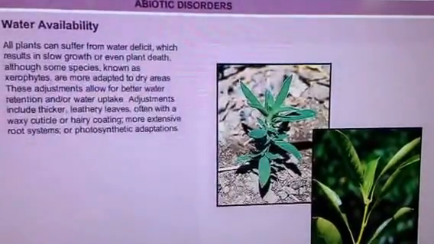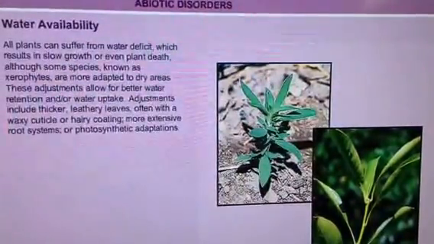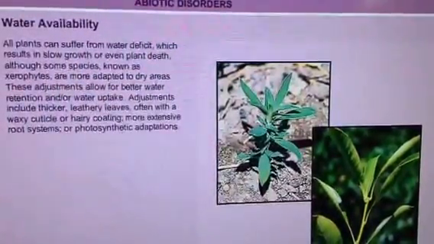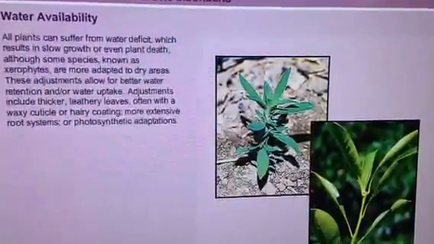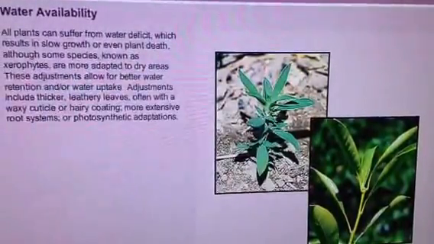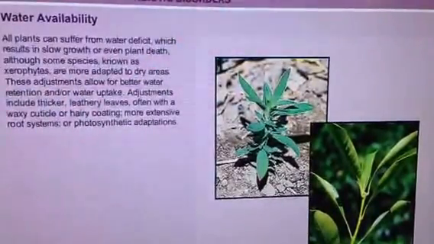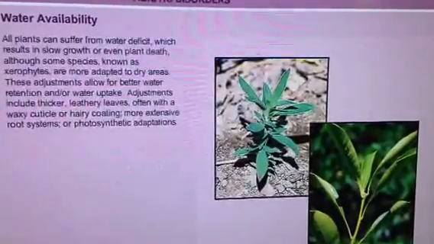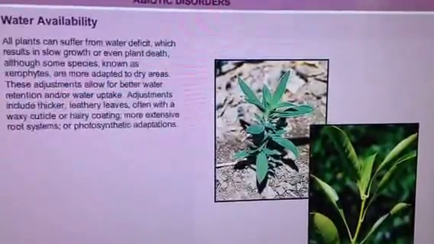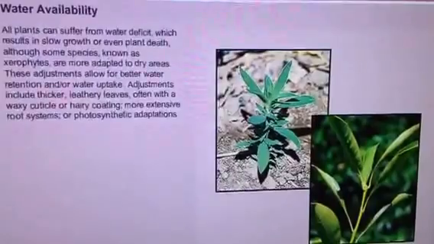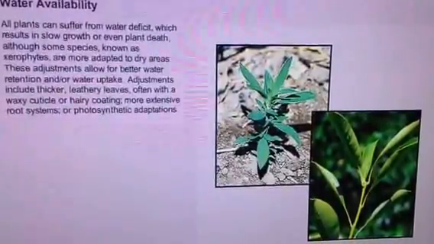All plants can suffer from water deficit, which results in slow growth or even plant death, although some species, known as xerophytes, are more adapted to dry areas. These adjustments allow for better water retention and/or water uptake. Adjustments include thicker, leathery leaves, often with a waxy cuticle or hairy coating, more extensive root systems, or photosynthetic adaptations.